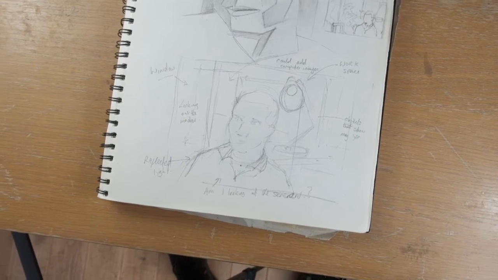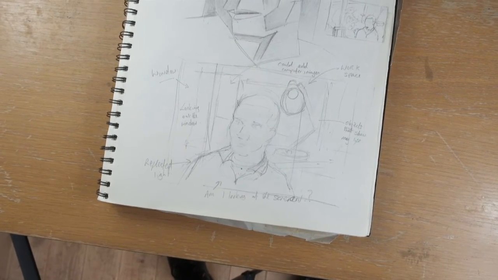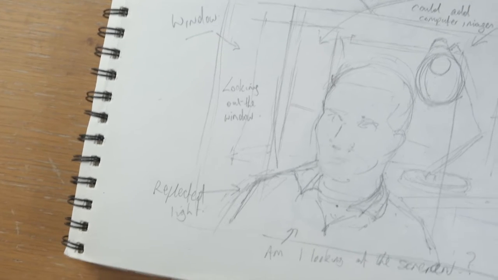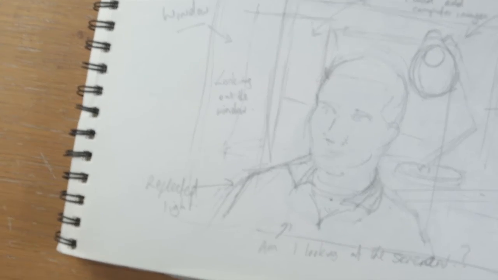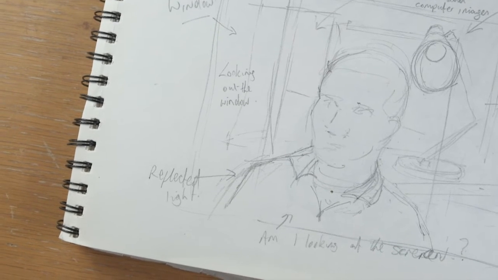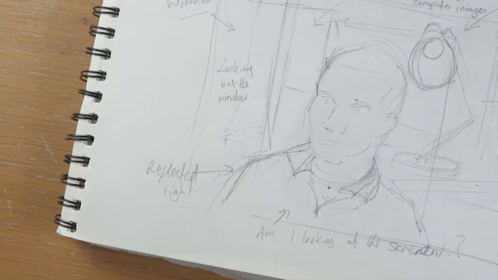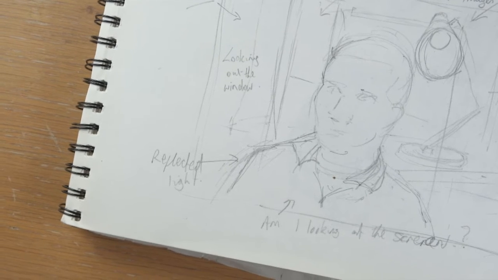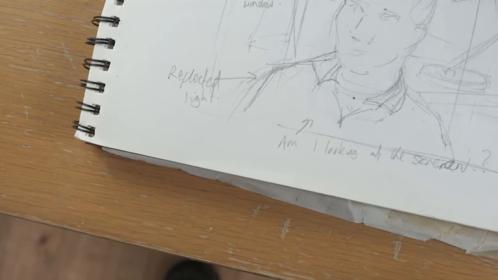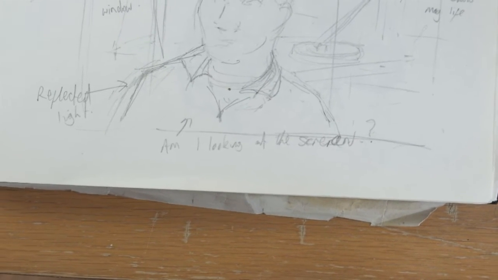And what I've also done is I've labelled them. So where it says window, let's just zoom in there, you can see I've just written window and then looking out the window. So I'm just reminding myself of what I was thinking of at the time, but also, especially if I was at a GCSE level, I'd be indicating to somebody who is assessing my work that that's my idea. And then I've put down here reflected light, and then I put here, am I looking at the screen?